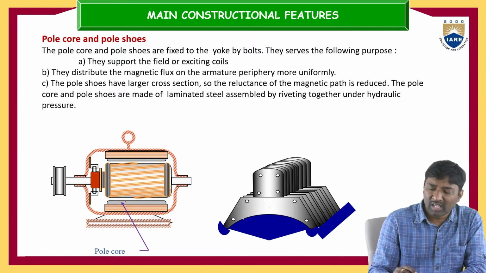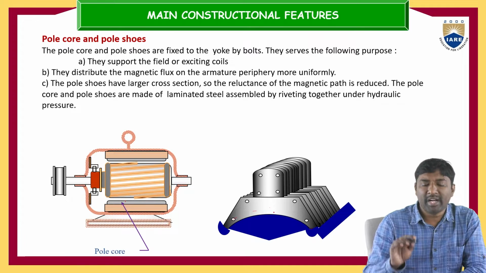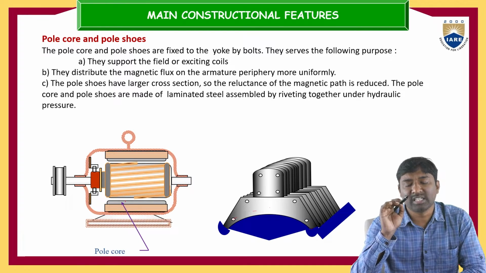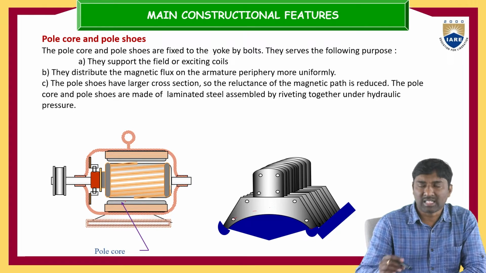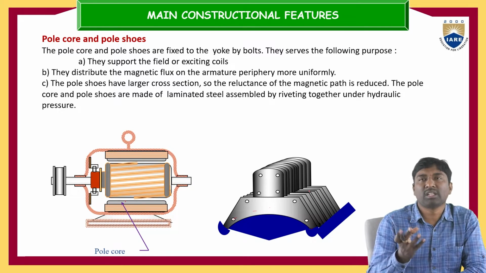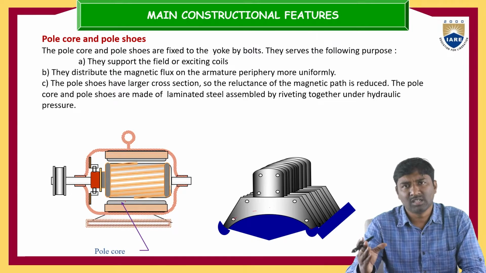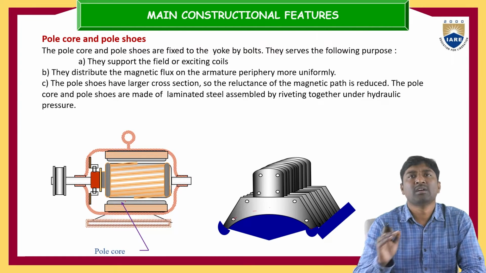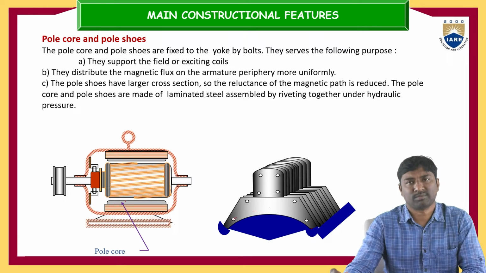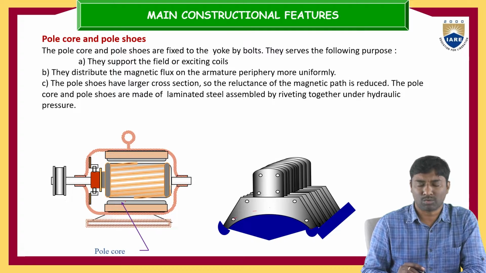That's why the pole core and pole shoes are made up of laminated steel, assembled by riveting together under hydraulic pressure. They use hydraulic pressure to assemble the laminated steel to make the pole shoes and pole core. This is about pole shoes and pole core.